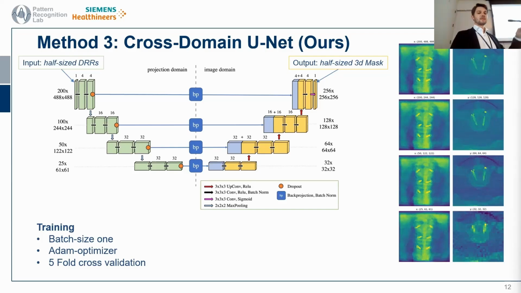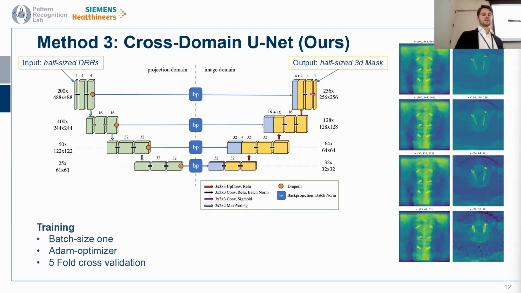In the topmost connecting skip connections, we use half of the available detector resolution, so 488 by 488, and we reconstruct volumes of half of the available volume size as well. During one forward pass of this model, we actually have to evaluate the back projection operator 84 times. So 4 times at the first stage, 16 times at the second, 32 at the both last stages.